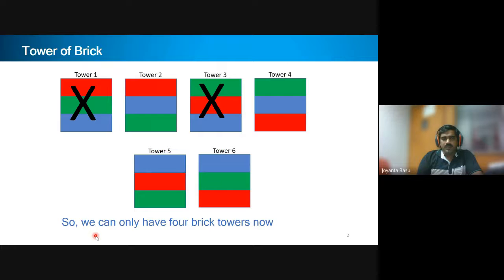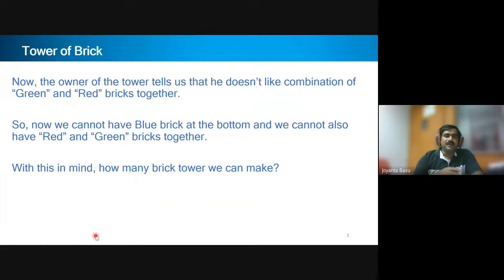Okay, so this way we need to think. Now I am putting in more conditions. The owner of the tower tells us he doesn't like the combination of red and green bricks together, so we cannot put green and red together. So now I cannot put the blue in the bottom, and also we cannot have the red and green bricks together. So what do you have in mind, how many towers can we make?